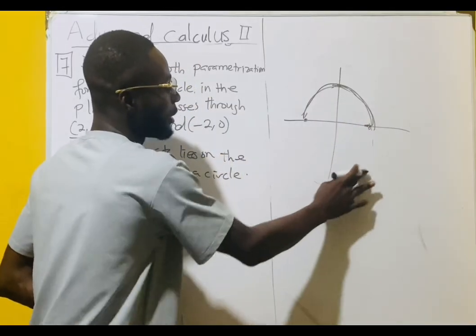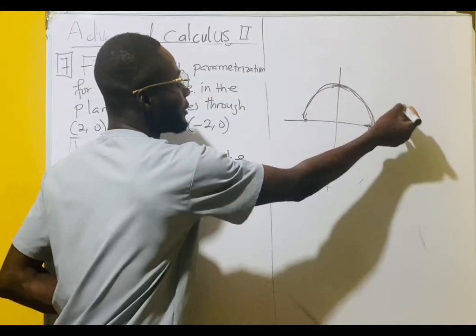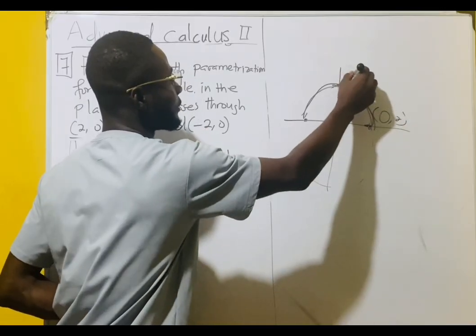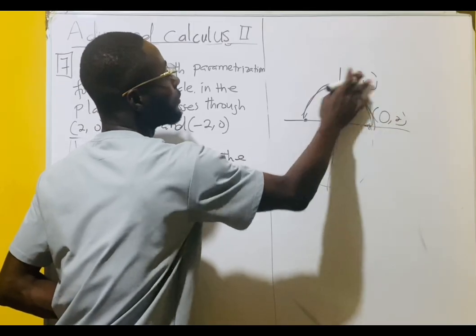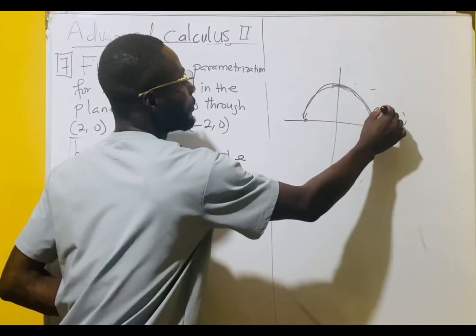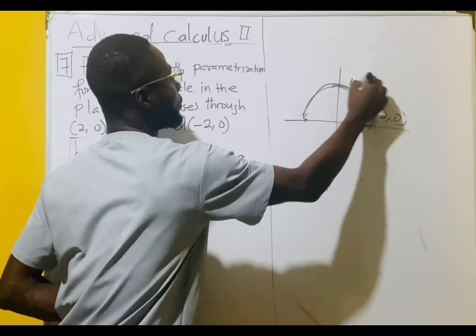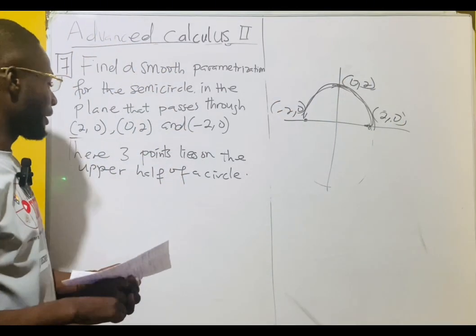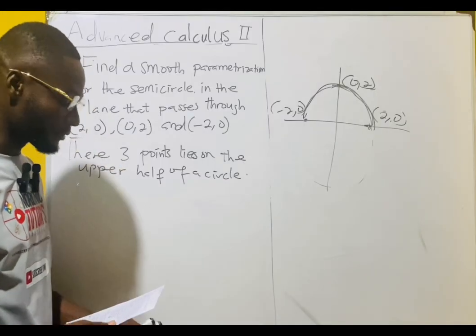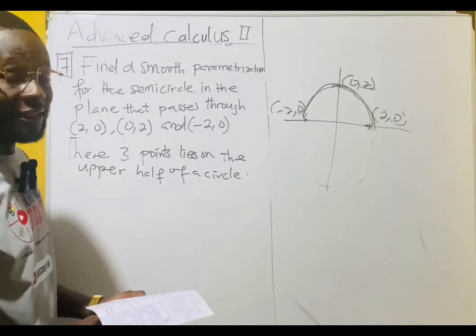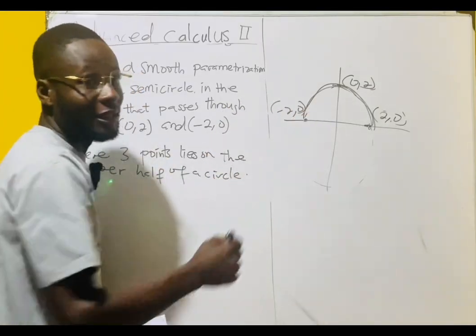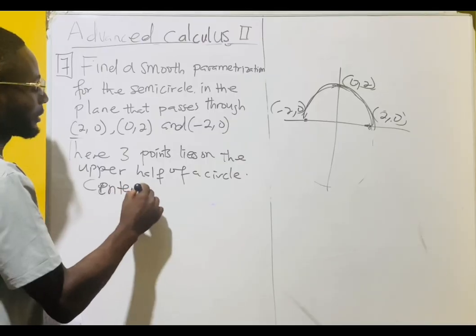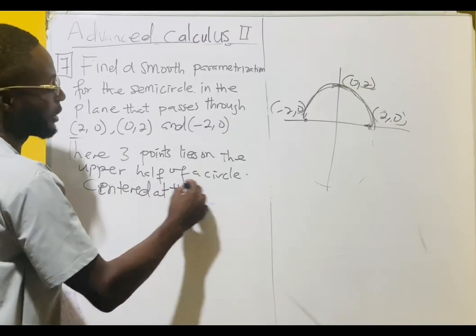Okay, so the upper half, you know that this is (0, 2). This is (2, 0), (2, 0), (0, 2), and (-2, 0), right? So these 3 points lie on the upper half of a circle. So they are basically centered at the origin.